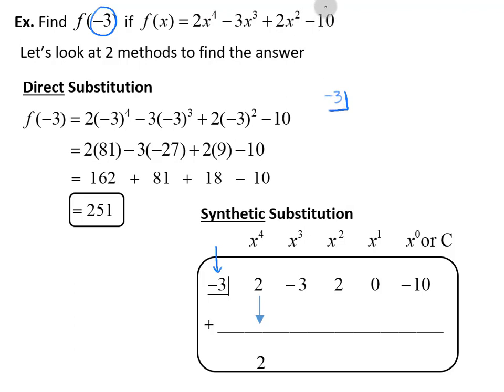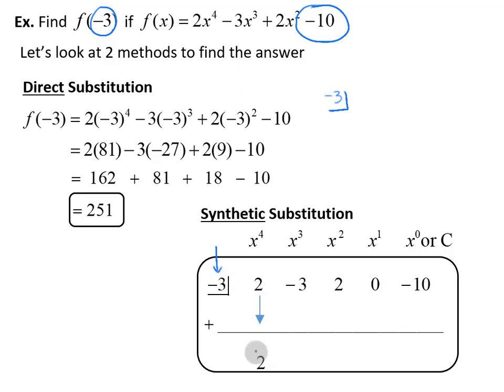Notice this time though, if you are missing a power as we descend from x to the 4th down to the constant, if you're missing any of those powers in between, you have to put in a 0 as a placeholder. There was no x to the 1st. We have to say there are 0 of them. And that is important when you do this process for division or substitution. Okay, so make sure if you're missing a term, including the constant, you have to put a placeholder. All right, so we've got all our coefficients.